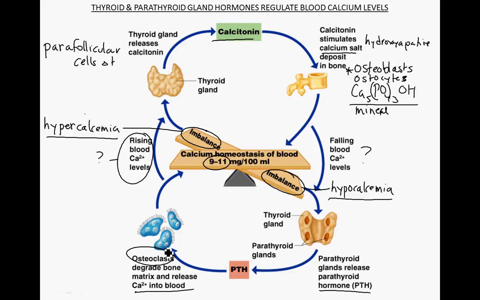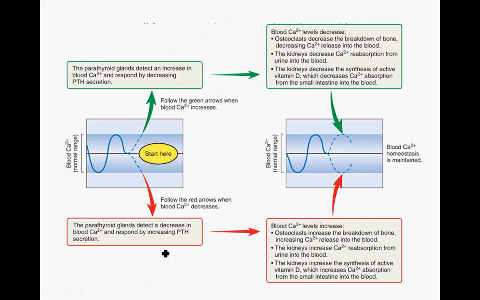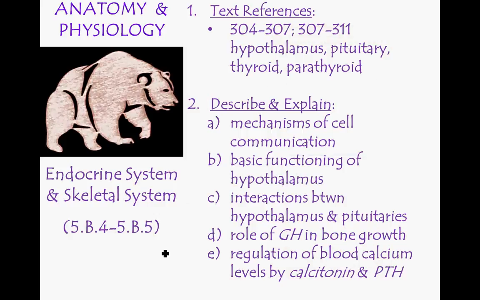Okay, so this is maintaining homeostasis, so you can take a look at that and follow the homeostatic curve again as well. So now you should be able to describe and explain the regulation of blood calcium levels by calcitonin and the parathyroid hormone.